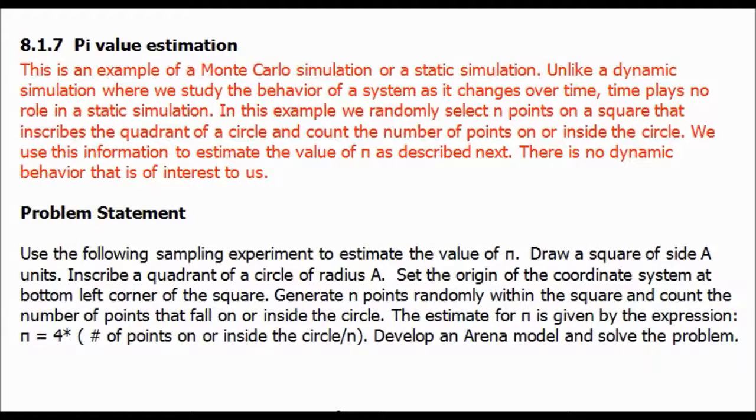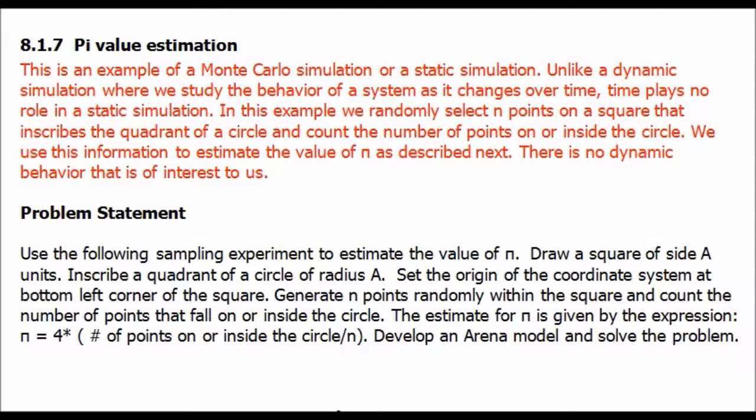Pi value estimation. This is an example of a Monte Carlo simulation or a static simulation. Unlike a dynamic simulation where we study the behavior of a system as it changes over time, time plays no role in a static simulation. In this example, we randomly select 10 points on a square that inscribes the quadrant of a circle and count the number of points on or inside the circle. We use this information to estimate the value of pi as described next. There is no dynamic behavior that is of interest to us.